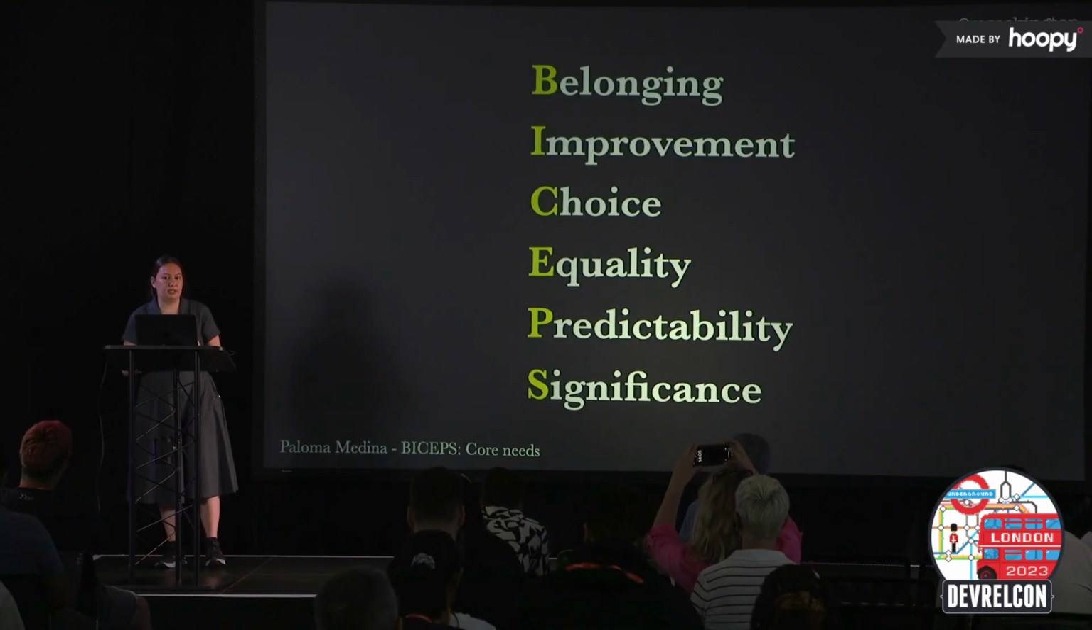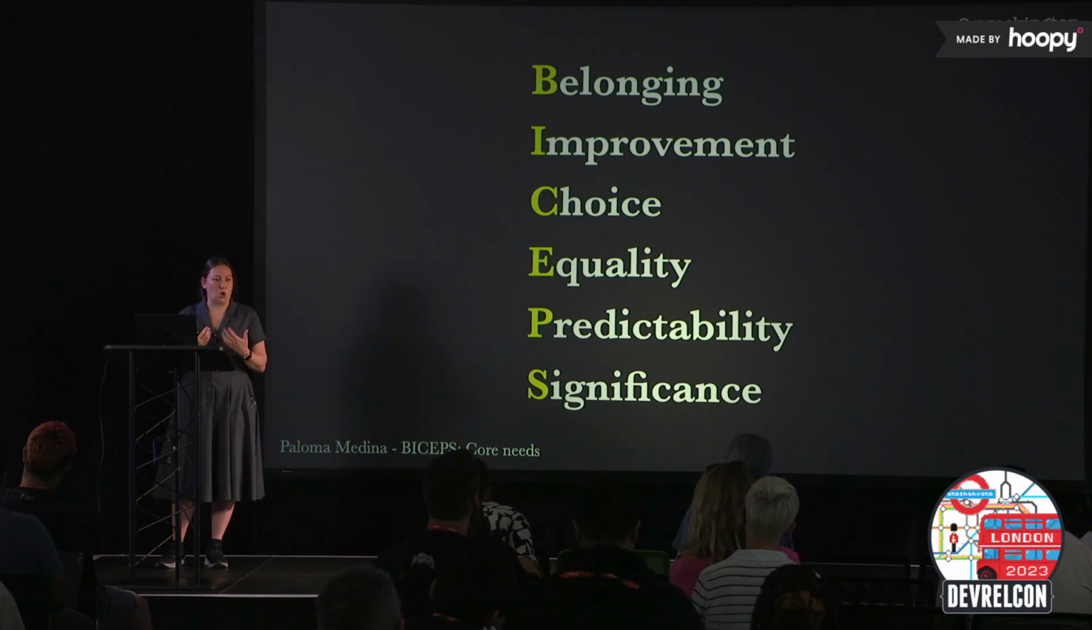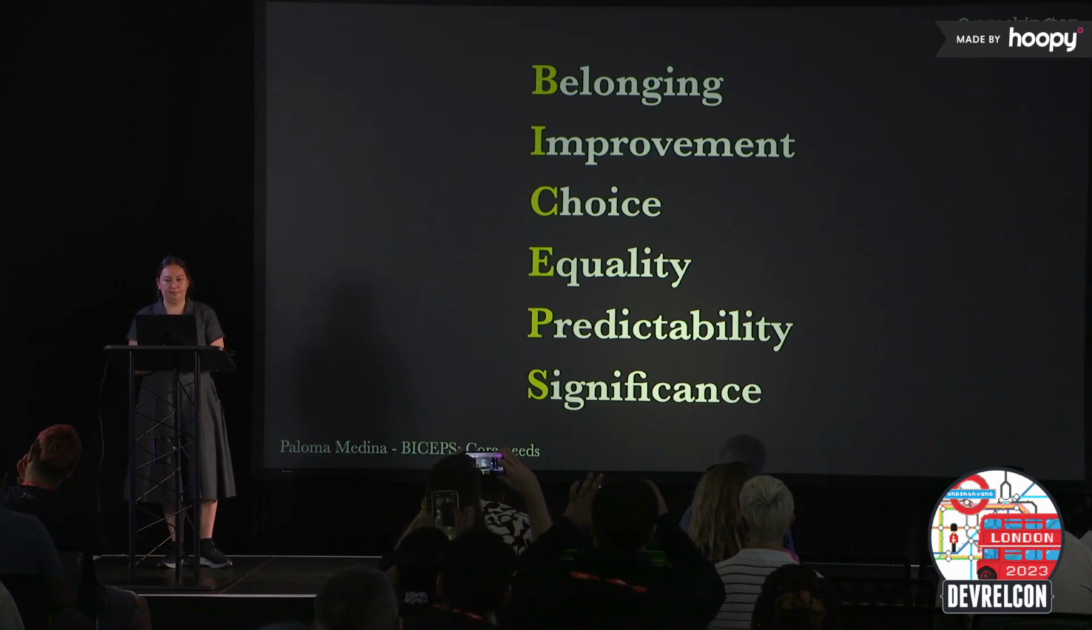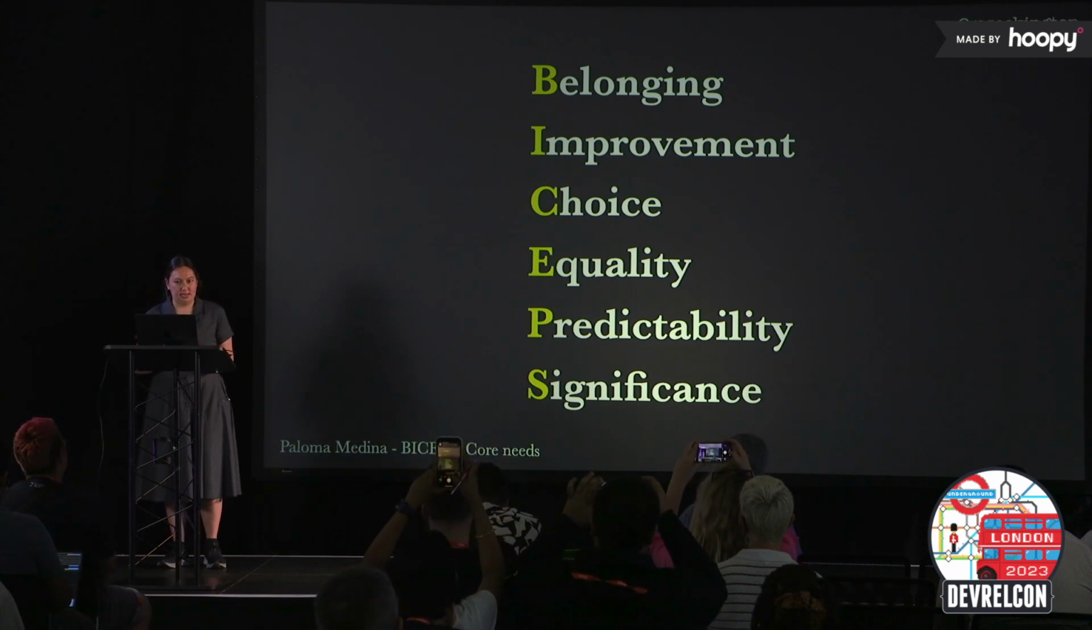So the six BICEPS core needs are belonging, which is about feeling connected, feeling part of a community. Improvement, which is about growth and progress. Choice, which is about having control, autonomy, and flexibility over things. Equality, which is making sure that things are fair and equitable. Predictability, which is having certainty about when and how things are going to happen. And significance, which is knowing how you fit in and what your purpose is.